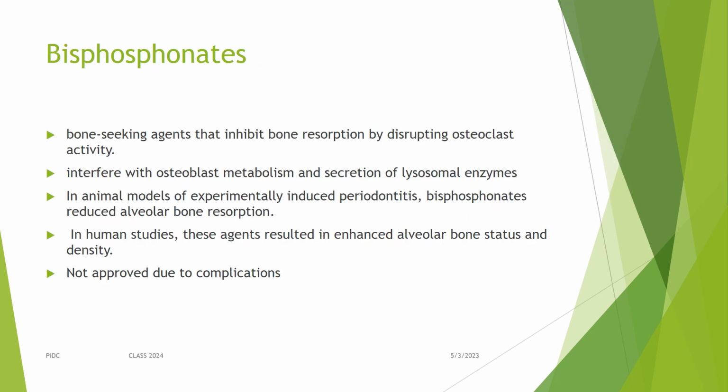So next, coming on to the bisphosphonates. As I told you, they are agents which are going to target the osteoclast and bring down its activity so that resorption doesn't take place. So these are bone-seeking agents that inhibit bone resorption by disrupting the osteoclast activity. They interfere with osteoclast metabolism and the secretion of lysosomal enzymes. In animal models, it has been found that bisphosphonates reduce alveolar bone resorption. In human studies, they have enhanced alveolar bone status, but they are not approved due to their complications.